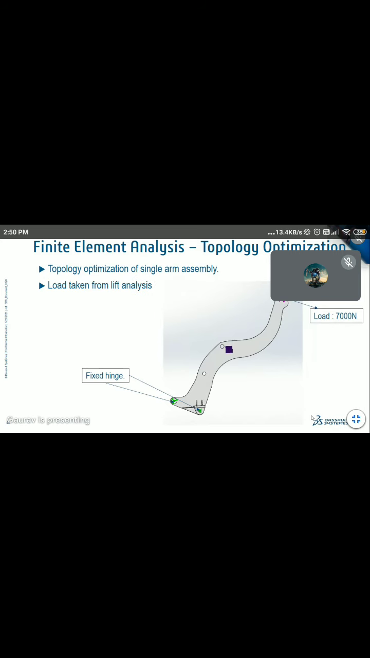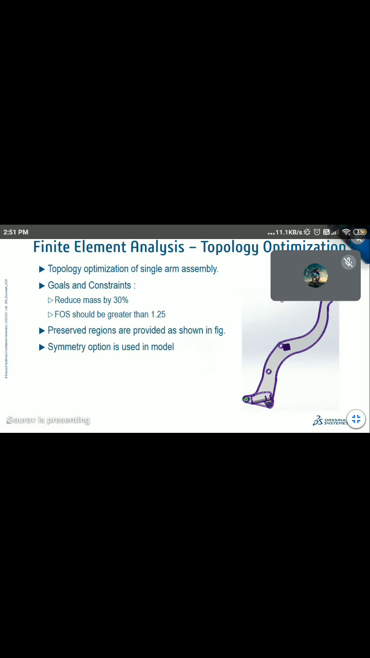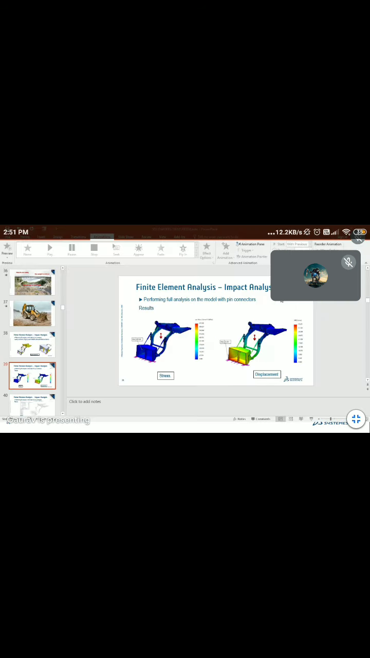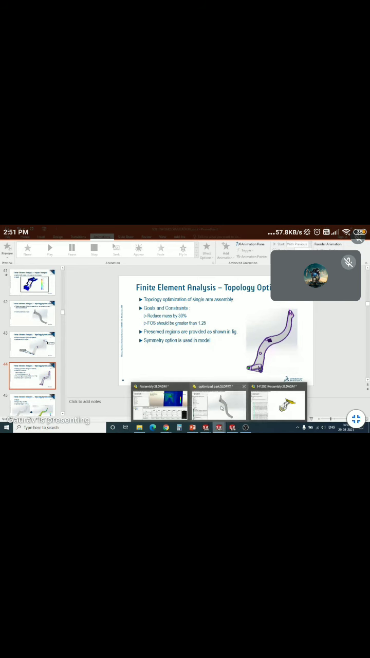So let me move ahead. For this arm, I have applied a load of 7,000 Newton, which is coming over here, and there are fixed hinges at the back side where it will move up and down, correct? And again, my goal was to reduce the mass by 30%. Also, I need to be sure that FOS is greater than 1.25, right? So these are the few inputs I have given to the software. So let me just open it.